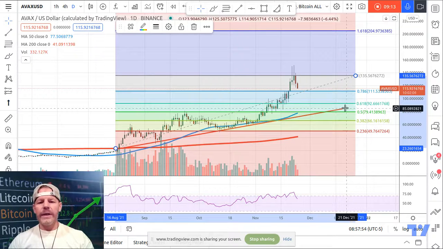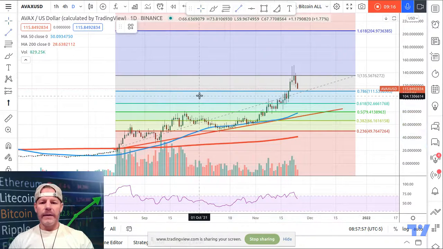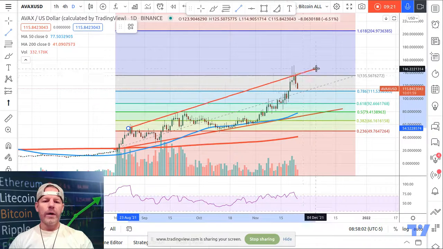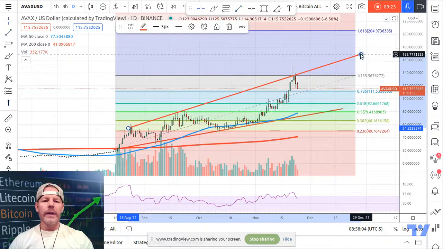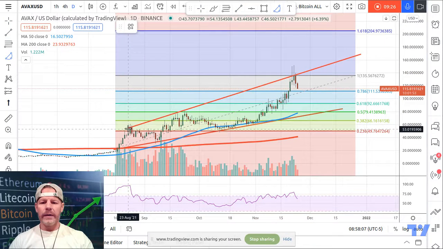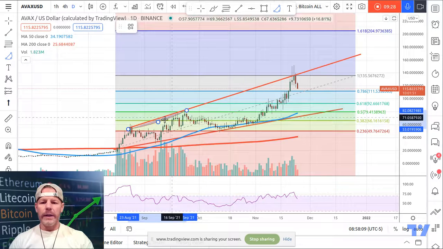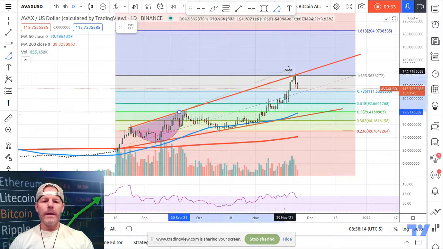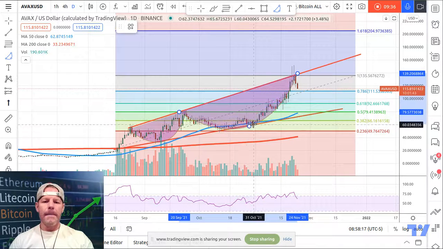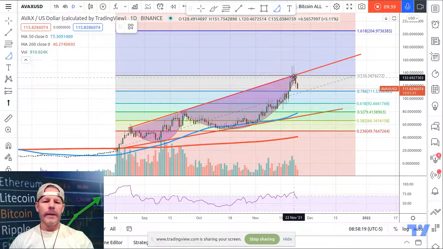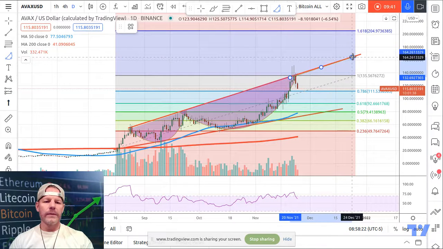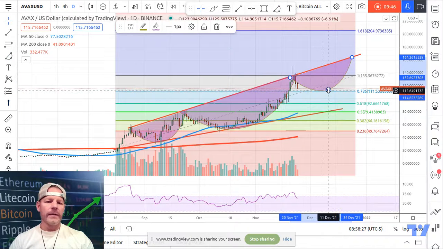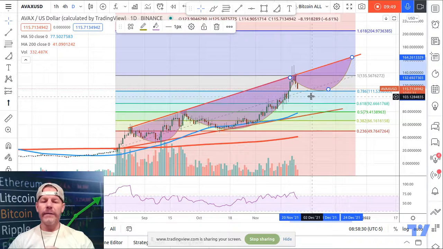Another thing I do see that could play out, and I'm not saying this is yet, is potentially an inverse head and shoulders. So if we draw a line here, you can see, and then I'll do a cup just so you guys can see this since we're in teaching mode right now. Here is the left shoulder. Here's the head. And here is potentially, I say potentially because we haven't done this yet, a right shoulder, right? We're almost at this support for the right shoulder, if that turns out to be the case.